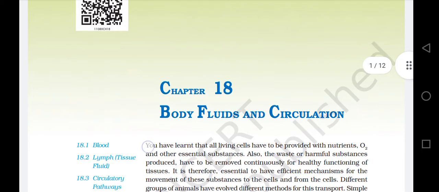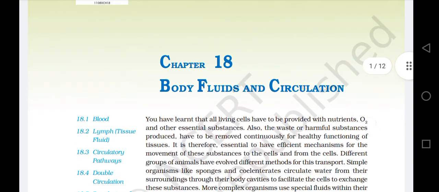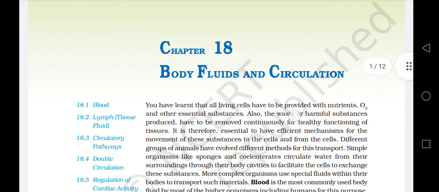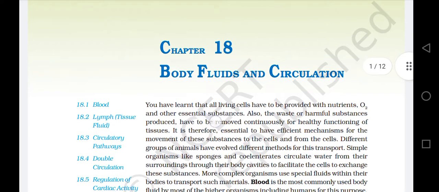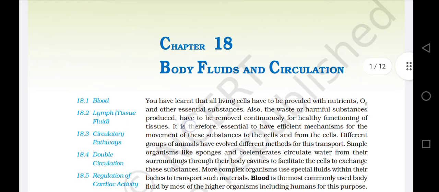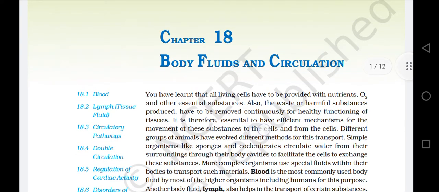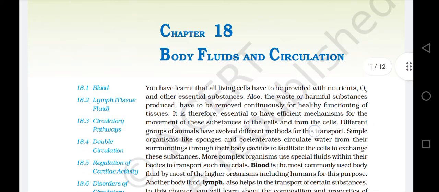You have learned that all living cells have to be provided with nutrients, oxygen, and other essential substances. Also, the waste or harmful substances produced have to be removed continuously for healthy functioning of tissues. It is therefore essential to have efficient mechanisms for the movement of these substances to the cells and from the cells. Different groups of animals have evolved different methods for this transport.